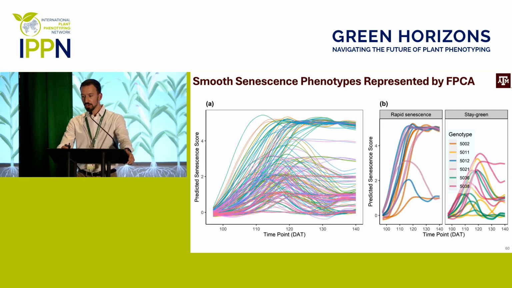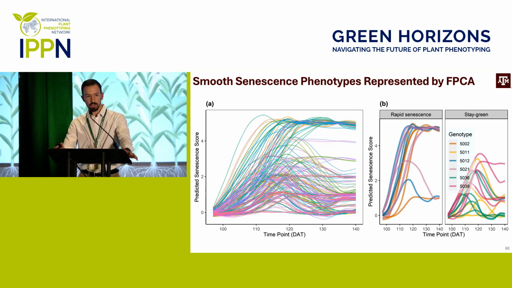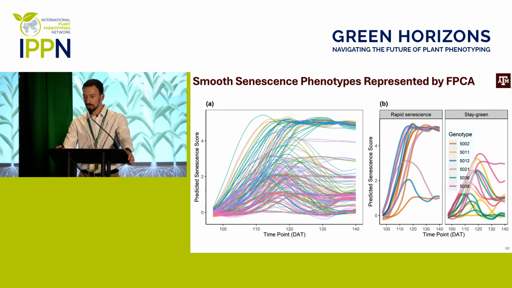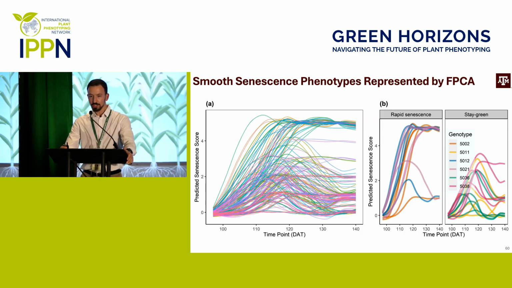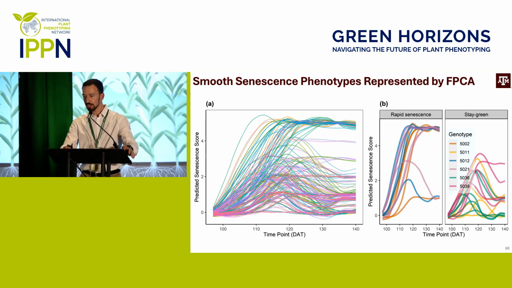So we were able to recover the smooth phenotypes for senescence for each individual plant. So this is just all of the plants in the experiment shown on the left here. And then I pulled out a few specific plants and colored them by genotype to show that there may be a sort of genotypic component that's regulating senescence. And of course, in the rapid senescence case, there were a few outliers, but 4 out of 5 replicates in panel B show that there's a genotypic component to the senescence trajectory.